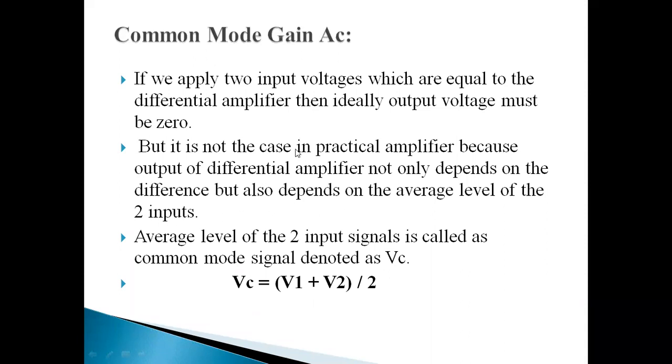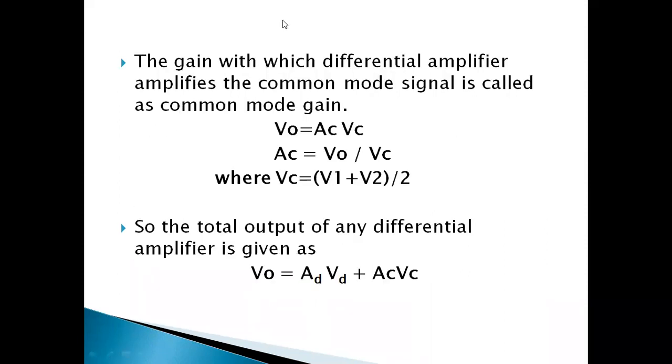Then what is the gain? Common mode gain. So common mode gain is the gain with which the differential amplifier amplifies the common mode signals. Common mode gain is the gain of the differential amplifier whenever we are applying same input voltages. Okay, if you are applying same input voltages, then the gain of that differential amplifier is known as common mode gain. And mathematically, it is represented as the output voltage V0 is equal to AC into VC. Okay, so this is the output voltage whenever we are applying the same input voltages.